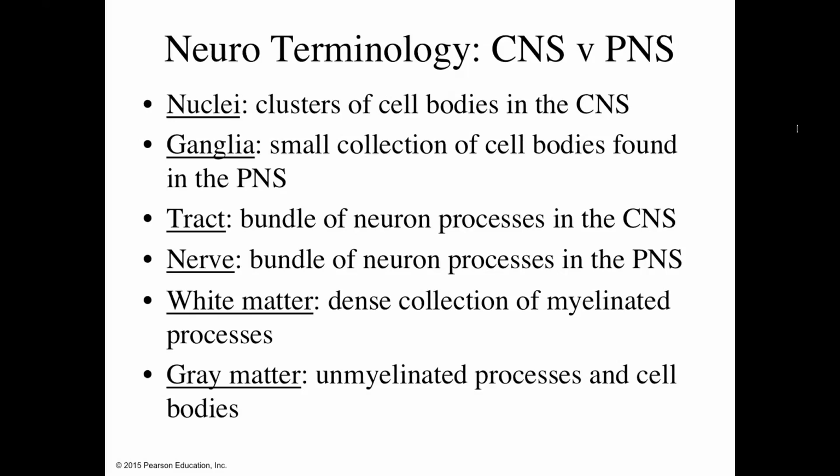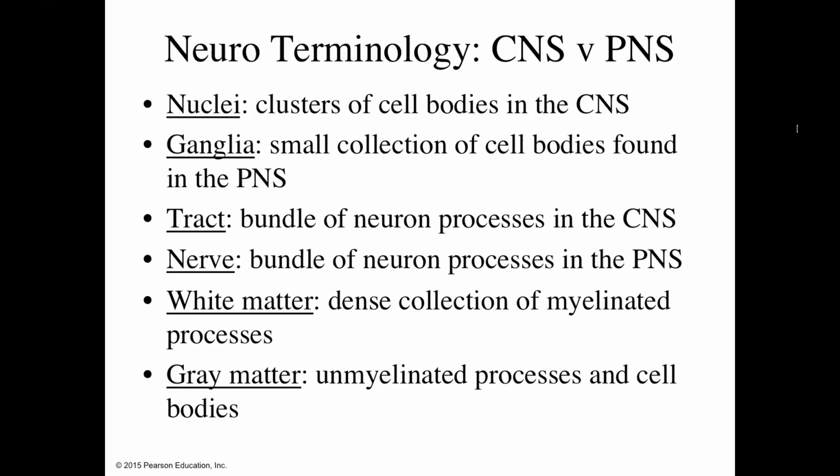And finally, we call white matter the dense collection of myelinated processes. These are, again, those axons that are all myelinated to speed up transmission. And gray matter is the unmyelinated processes. Now, the word process, or processes if we're talking about multiple, means axons and dendrites, the things sticking out of the neurons. Usually gray matter is the dendrites, which are usually unmyelinated, and the cell bodies. So the gray matter is usually like the top half of the neuron, and the white matter would be like the bottom half of the neuron, that axon that's full of myelin.